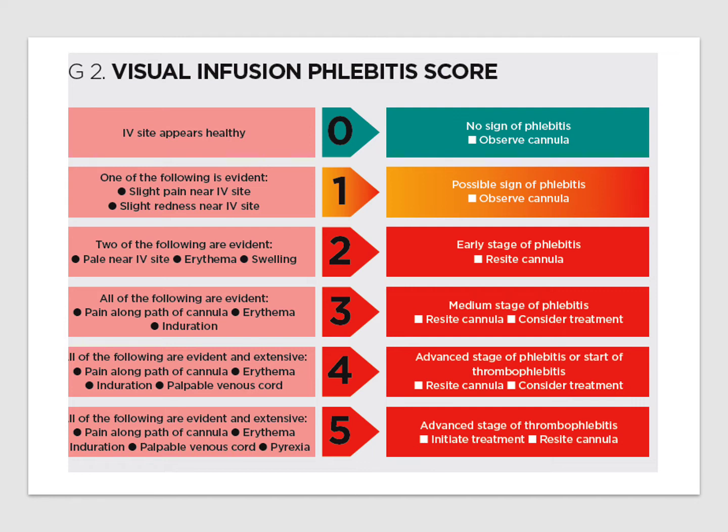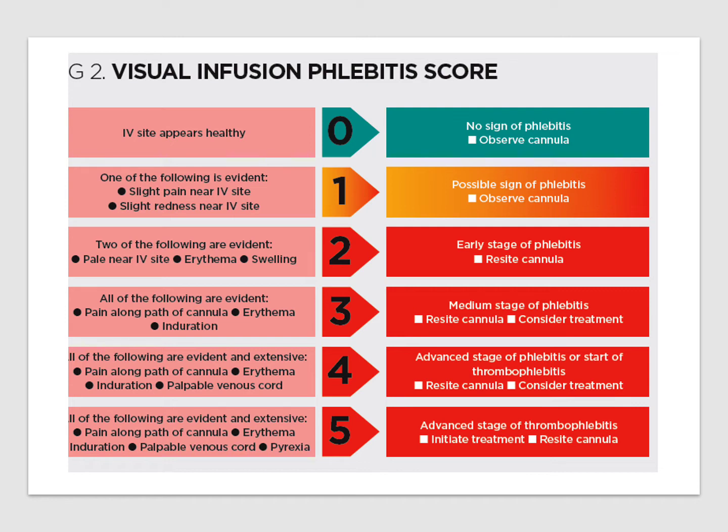Phlebitis score of 2. You have two of the following. So number 2, you have two symptoms. There could be some erythema, some redness, there could be some edema, and it might be getting a little pale near the IV site as well. So that's an early stage of phlebitis, and the intervention is to discontinue that site and restart it somewhere else if it needs to be continued.